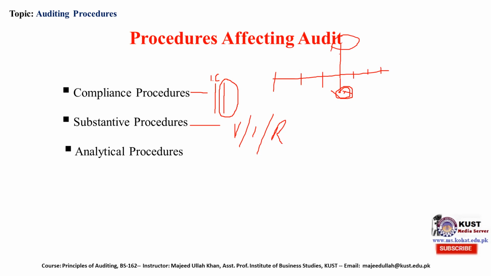Analytical procedures are used to describe the analysis by the auditor, while to reduce the work of the audit. Analytical procedure is the third step in the procedure of audit. So audit procedures are affected by three things. One is compliance, second is substantive, and third is analytical procedures.